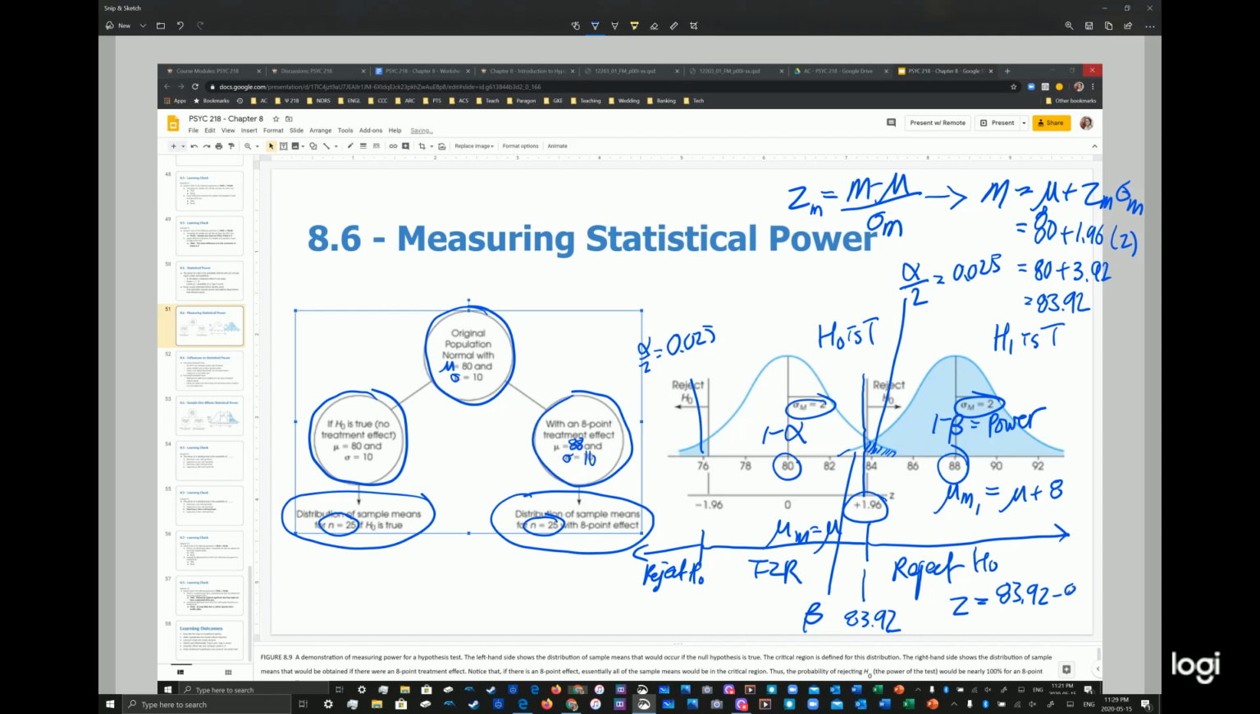Of 83.92 in the alternative distribution. So the mean is different, but everything else is the same. And so you would get, okay, negative 4.08 over 2, and therefore it is negative 2.04. So that's your other z-score.